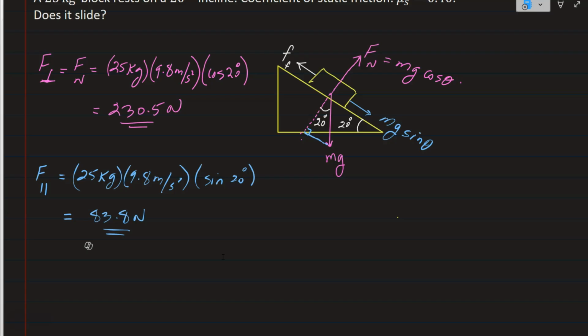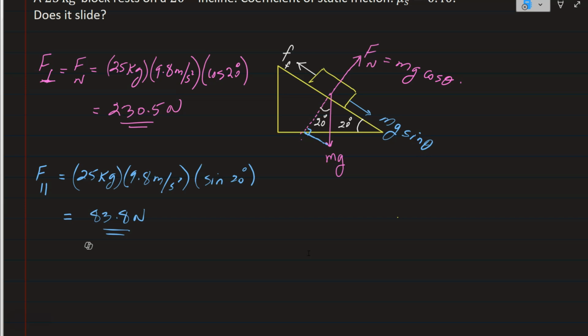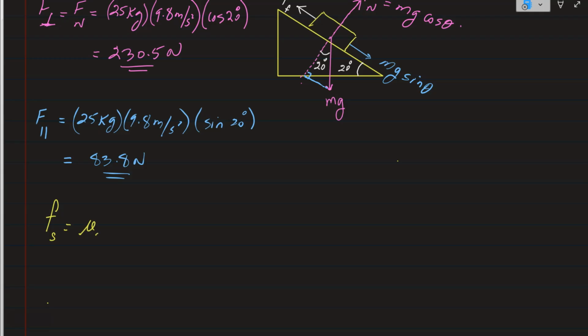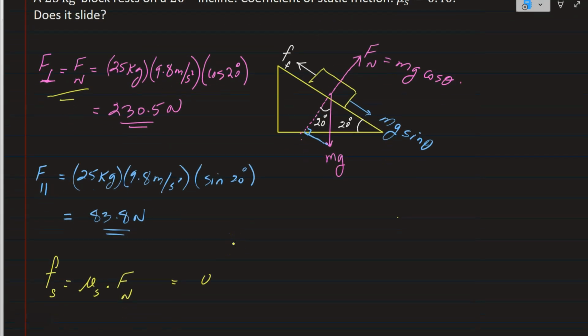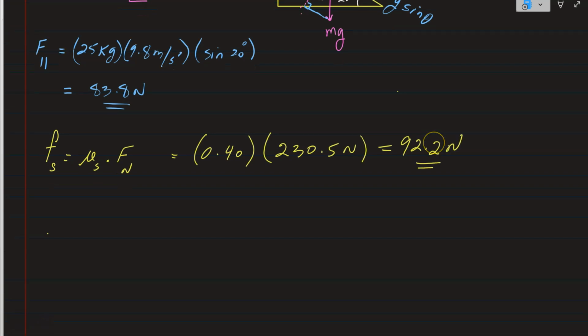We got 83.8. Now the question is about static friction, right? So what is the force of static friction? Let's calculate that. The force of static friction is the coefficient of static friction times Fn. Now remember that Fn was F perpendicular. So let's plug in the numbers. We have 0.40 as the coefficient of static friction, times the perpendicular force, 230.5 Newton, and then you get the answer 92.2 Newton. Okay, very nice.